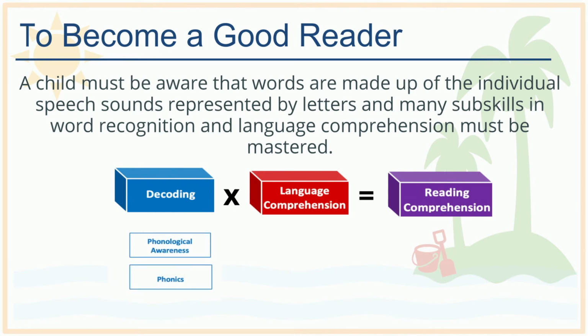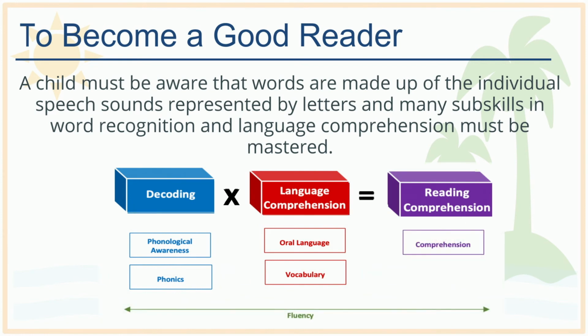If we dig a little deeper, decoding skills include phonological awareness skills and phonics skills. These are skills students need to read the words on a page. Language comprehension skills include oral language and vocabulary. These are skills students need to understand the meaning of words. In order to fully comprehend what was read, students need to be able to decode the words and understand the words.